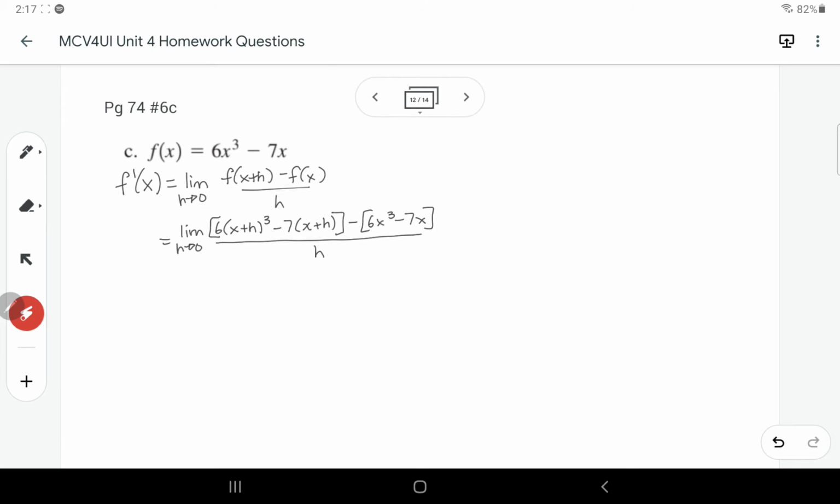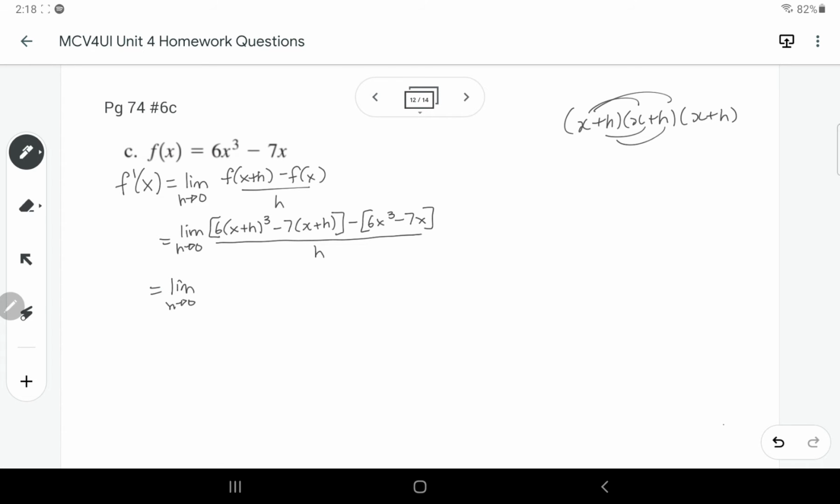Now I hope you guys will be okay, just for the sake of space, with me expanding and collecting like terms for that x plus h cubed. You would just have to write out x plus h times x plus h times x plus h and FOIL it a whole bunch and then collect like terms. I'm going to cut right to the answer here.